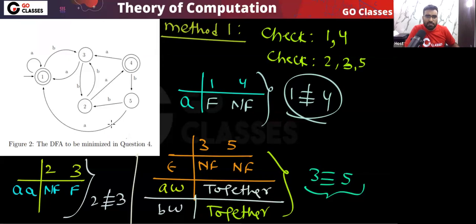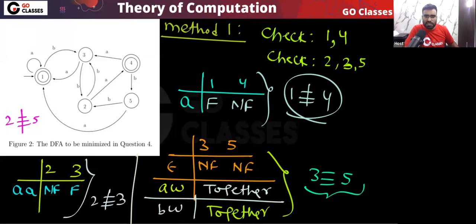Why are 2 and 5 not equivalent? What is the reason? They are distinguishable, again, by double A. Yes or no? 2 comma 5 are also distinguishable by double A. Very simple. So that's it.